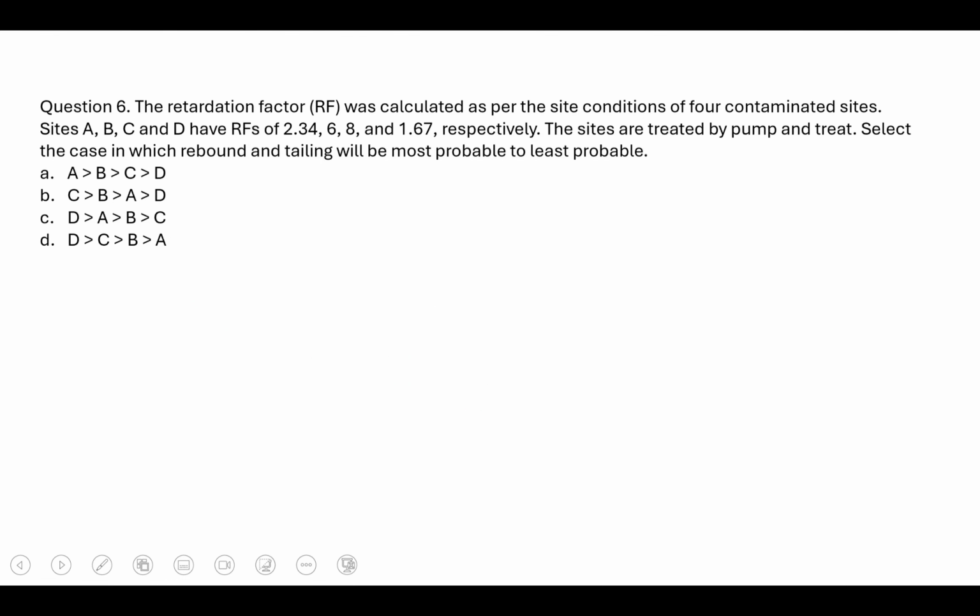Question number 6: the retardation factor was calculated as per the site conditions of 4 contaminated sites. Sites A, B, C, and D have retardation factors of 2.34, 6, 8, and 1.67 respectively. The sites are treated by pump and treat. Select the case in which rebound and tailing will be from most probable to least probable. So based on the retardation factor, we have to predict which of the sites will have the most probable and least probable rebound and tailing. Again, I will give you all 3 minutes. Just take your time and write the option in the chat box and then we will discuss.